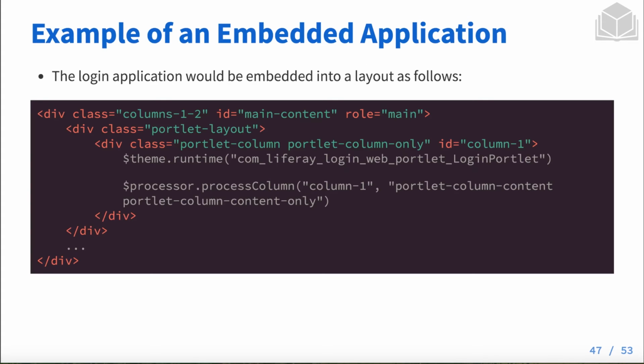This is a quick example of embedding a widget. Specifically, it's embedding the login widget or portlet. You can use those two terms synonymously. Here we're using the theme variable with the runtime method, and it's pulling in the ID for the login portlet. So anytime this particular layout is placed on a page, you would have the login portlet always showing up in the column specified here.